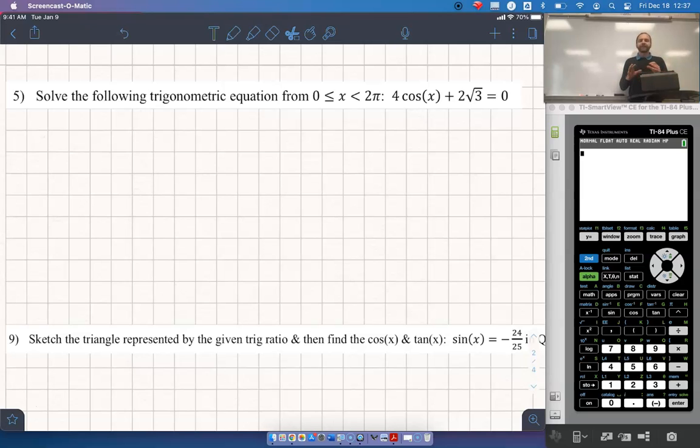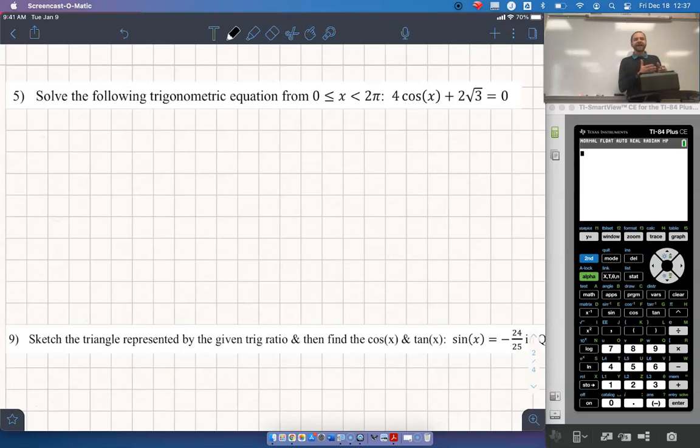Now in problem 5, look what it's asking us to do. We're asked to solve the following trigonometric function equation from 0 to 2 pi when you have 4 cosine of x plus 2 radical 3 equals 0. So a lot of information. So let's go left to right. Well, we're going to solve the equation, which means we're trying to find x.